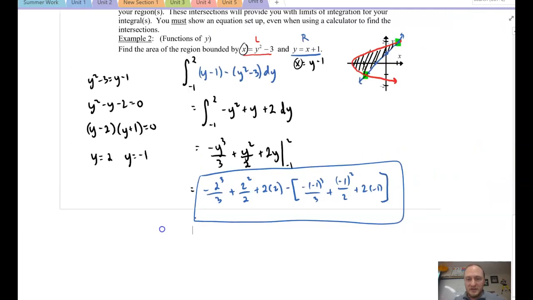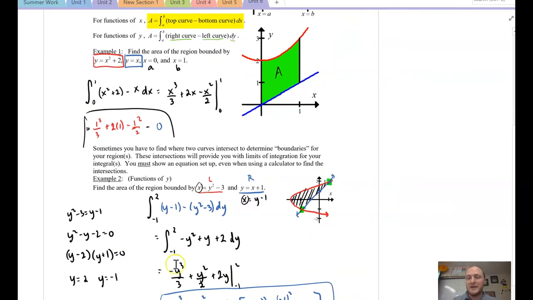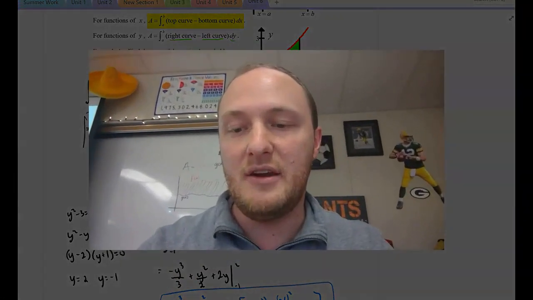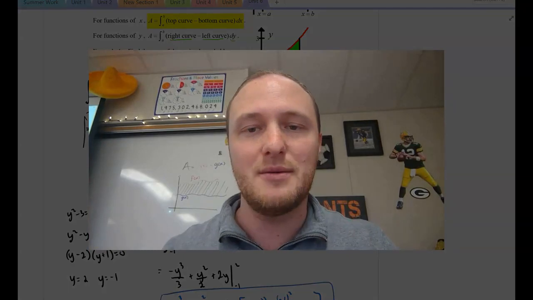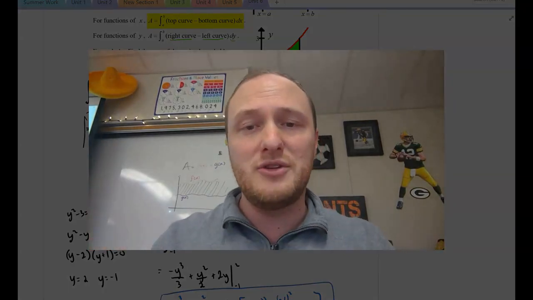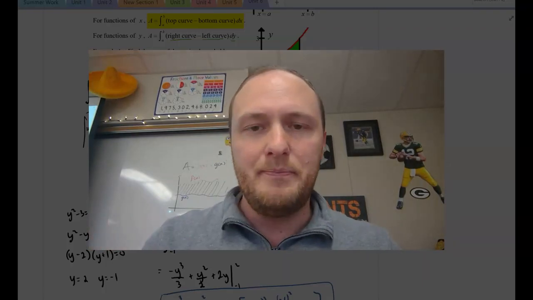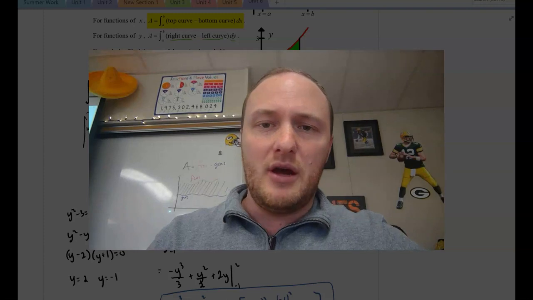All right, so in this video, we calculated the area between curves by subtracting the top minus the bottom. And then we looked at a case where we integrated with respect to y. We subtracted the right minus the left. And in cases where you don't have bounds, you have to find out where your two functions intersect. And that's it. That's solving for area between curves, okay?